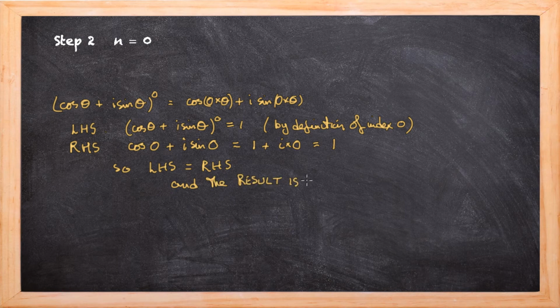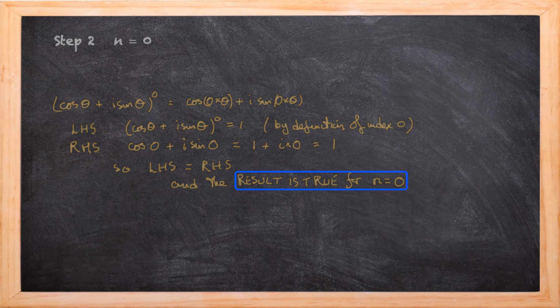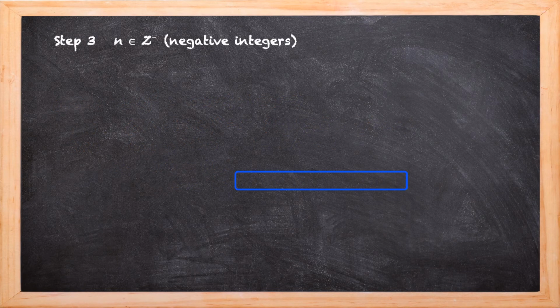So that completes our step 1 and step 2. Step 1 was, remember, for the positive integers, and step 2 was for the special case n equals 0. So we'll now move on to step 3, which is to prove de Moivre's theorem for the negative integers. So let's have a look at the expression (cos theta plus i sine theta) to the power n, where we now know we're concerned with n being a negative integer.